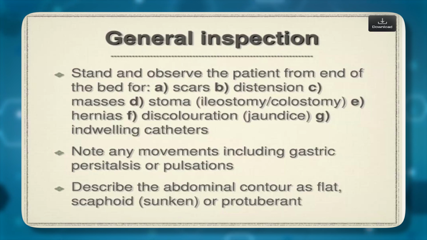You look for the scars, you look for a distension which is obvious, you look for masses, you look for a stoma, ileostomy, colostomy, or a gastrostomy, feeding gastrostomy with a PEG tube. You should look for hernias, you should look for any discoloration, jaundice being one of the many, and indwelling catheters, if any. Look for any movements, including gastric peristalsis or pulsations. Describe the abdominal contour as flat, scaphoid, which essentially means sunken, or protuberant. Next.